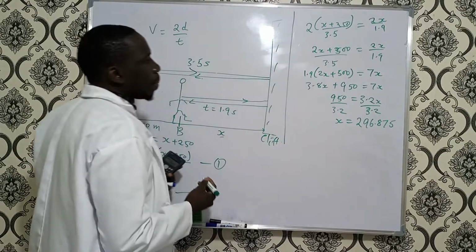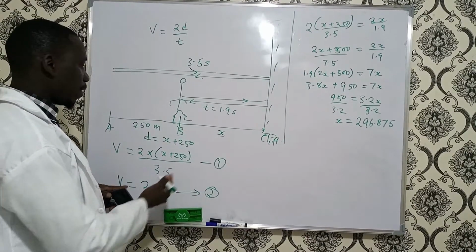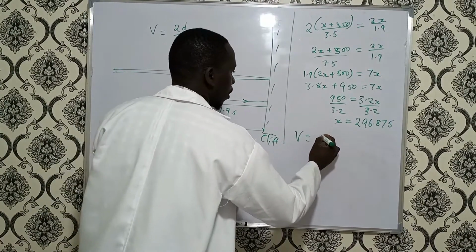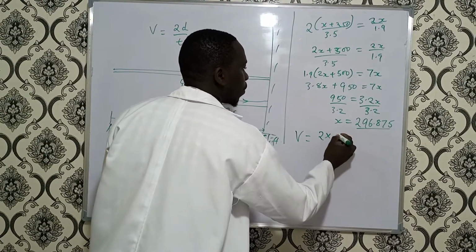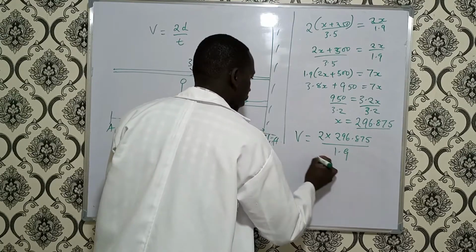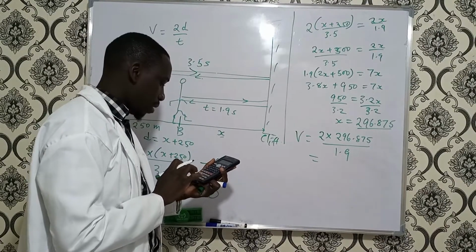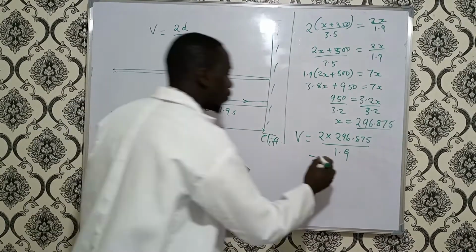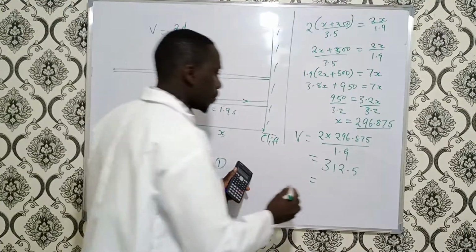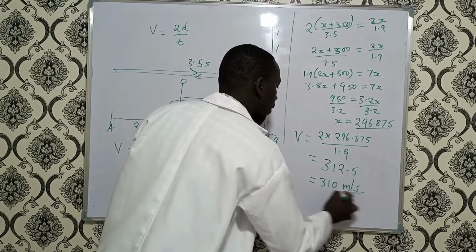That gives us 296.875. Now, from here, if we want speed, we can use one of the equations, either equation 1 or equation 2. I'll use equation 2, so therefore v is given by 2 times distance x, which is 296.875, divided by 1.9. This gives me 312.5 into two significant figures. My answer will be 310 meters per second.